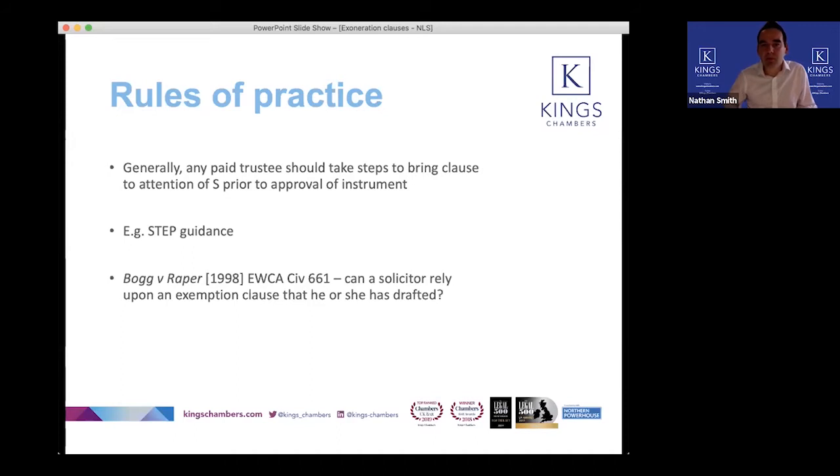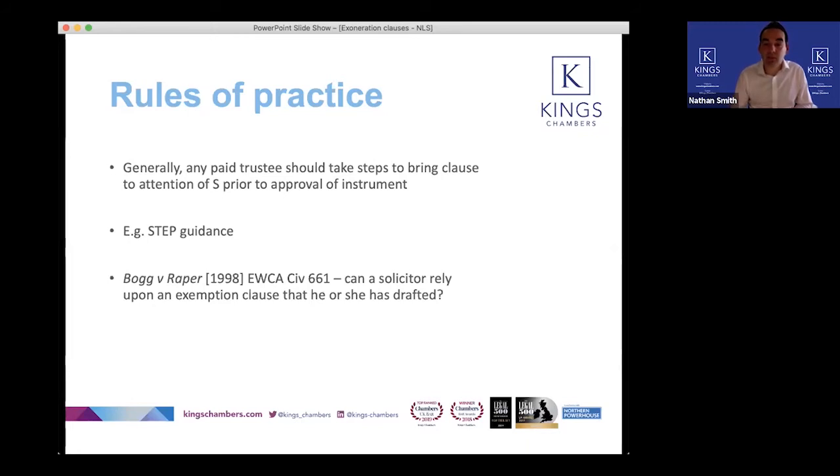arguments about what should or shouldn't happen when a solicitor doesn't do enough to bring that clause to the attention of the testator were ventilated. That's the case called Borg and Raper that's on the slide, a 1998 decision. And what happened in that case was the beneficiary brought an action against the trustees and executors appointed under her husband's will, claiming they were in breach of their duties by failing to take appropriate action to prevent the main assets of the estate becoming worthless.